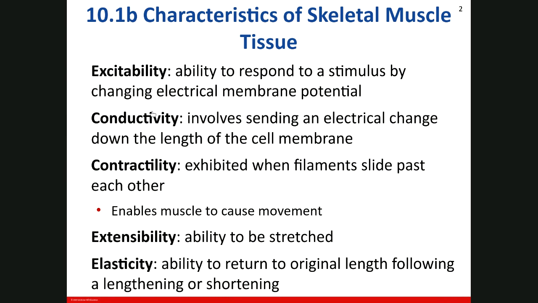The other characteristic of our skeletal muscle is conductivity. It means that our skeletal muscle can receive the stimulation, and it can propagate the stimulation in the cell membrane of the skeletal muscle. It can conduct it to different parts of our cell. After conductivity, we have the other characteristic which we call contractility.